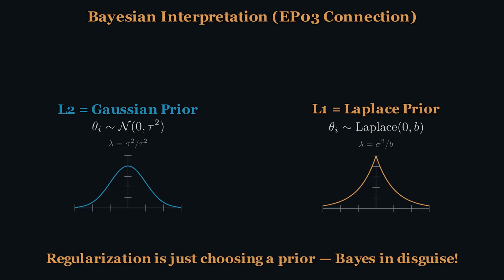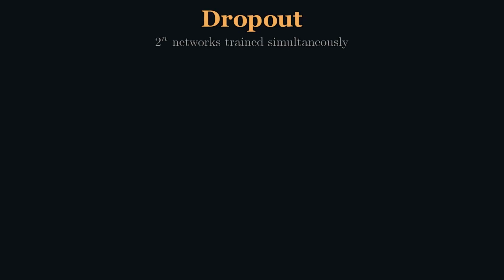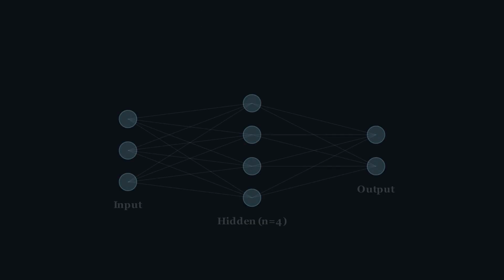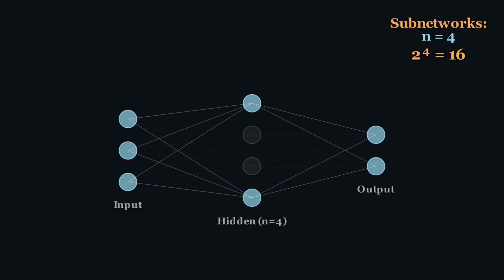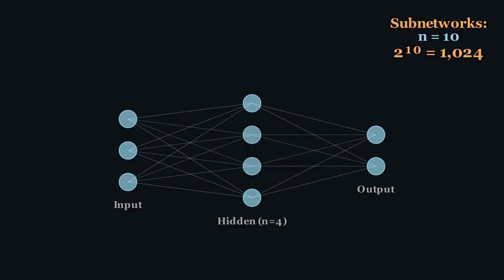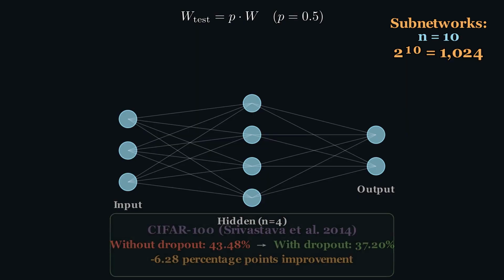The second weapon against overfitting is dropout, and the idea is beautifully simple. Here's a neural network with 4 hidden neurons. During each training step, we randomly turn off some neurons. Probability of keeping each one, 50%. Next step, a different random mask. And again, and again. Each mask creates a different subnetwork. With 4 neurons, there are 2 to the 4th equals 16 possible subnetworks. Scale that to just 10 neurons, and you get 1,024 subnetworks.